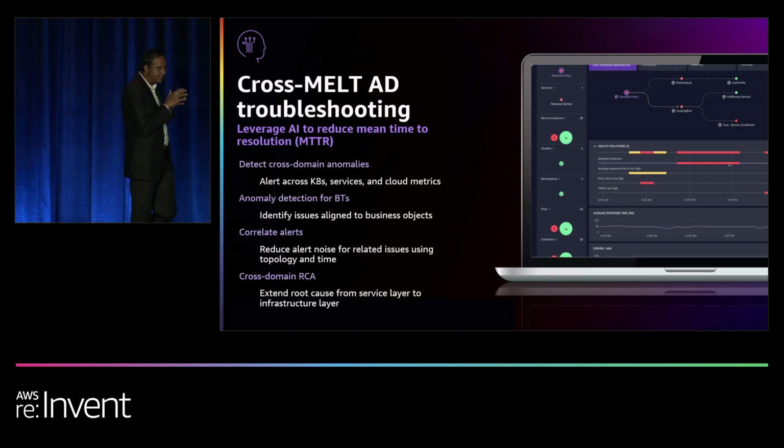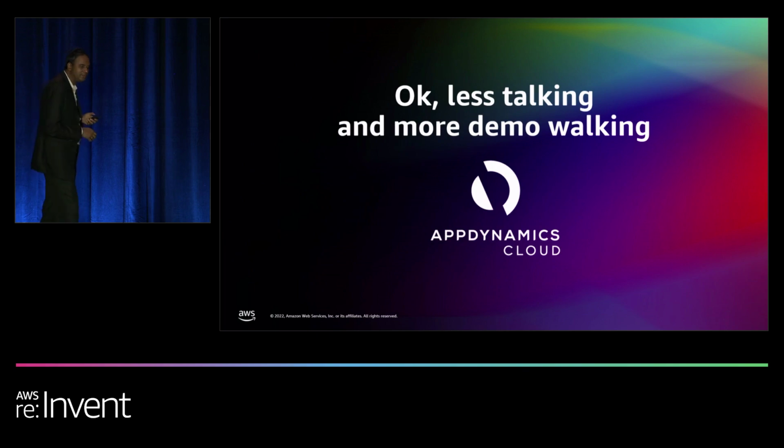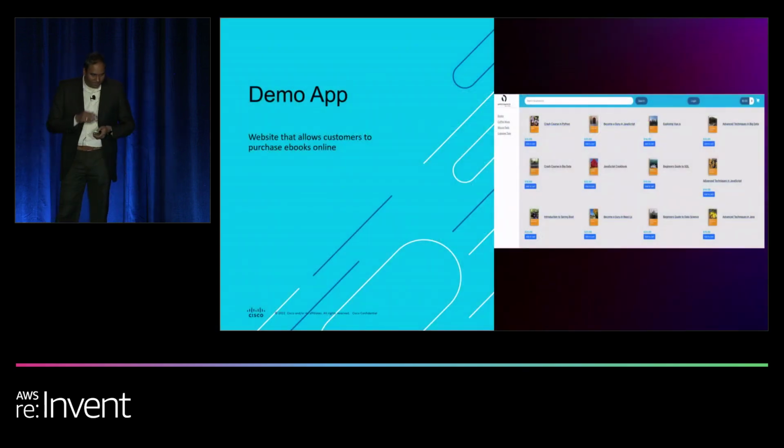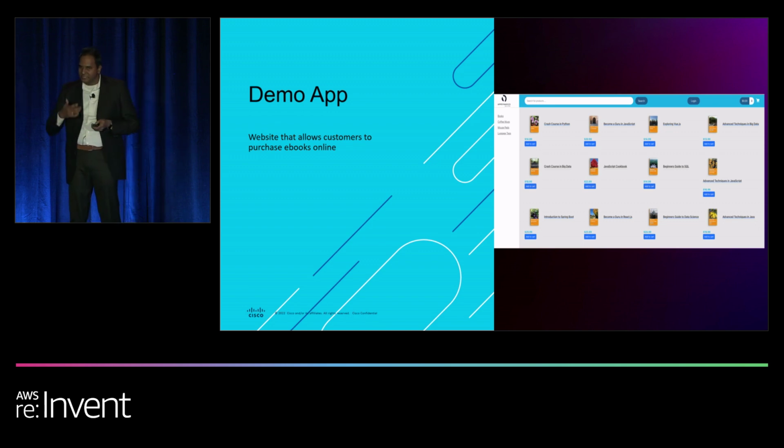So with that, we talked about three key pillars: business-focused observability, cross-MELT troubleshooting, and AI/ML-based RCA, right? Now, I want to show a bunch of this as a part of a demo. I gave you a bunch of slides, but I want to show you as part of the demo. So a quick view on what the demo app itself is. Imagine that you're part of Acme Corp. It's a website that's allowing customers to purchase ebooks online.